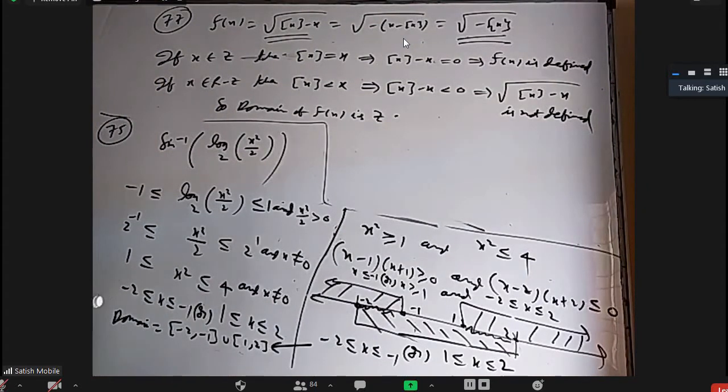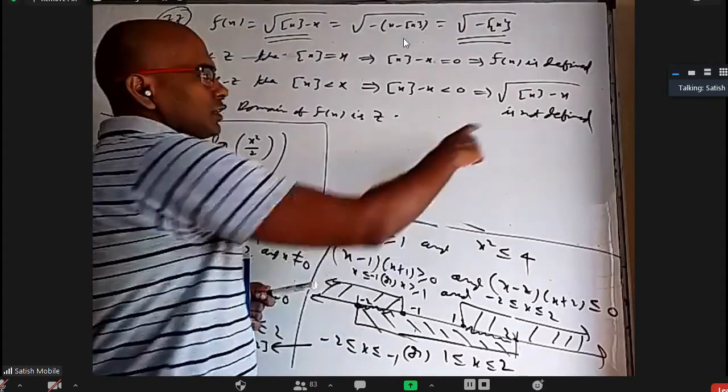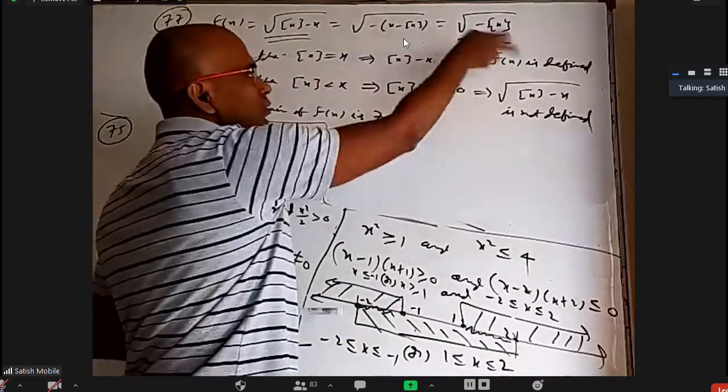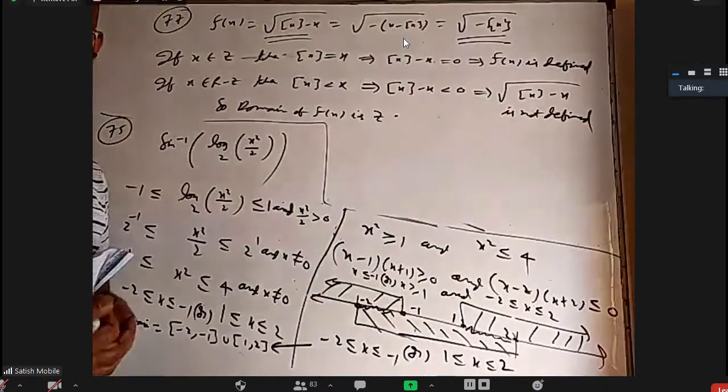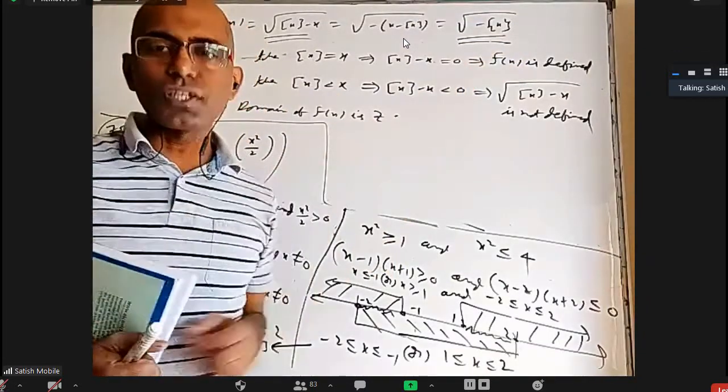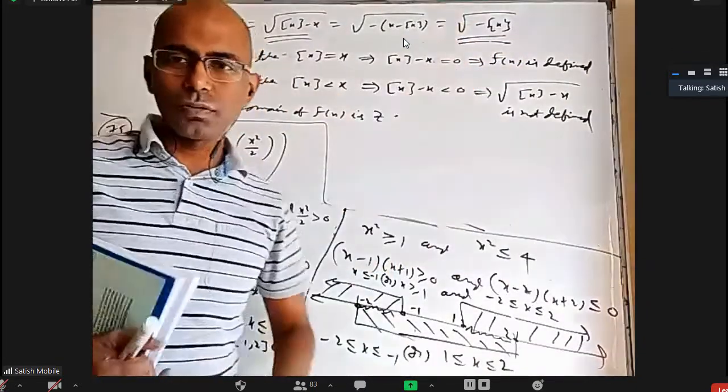Sir, root of negative value is not defined, sir. Yeah, that's why I said root of a negative is not defined. But here it is 0. Root 0 is defined. Fractional part of x is mostly positive, but at every integer it is 0. And root of minus 0 is also root 0 only. Okay.